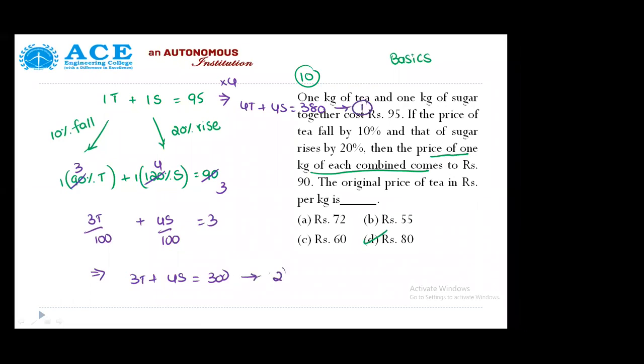This is like 2 equations, 2 unknowns, my dear friends. Already 2 equations are given. You should find those 2 unknowns. 1 kg tea plus 1 kg sugar is 95. 3 kg tea plus 4 kg sugar is 300. Now if you subtract equation 1 minus equation 2, you can find T cost is nothing but 80. So again in this question also, I think you people already understand you can't assume tea cost and sugar cost because we're adding and we're subtracting.